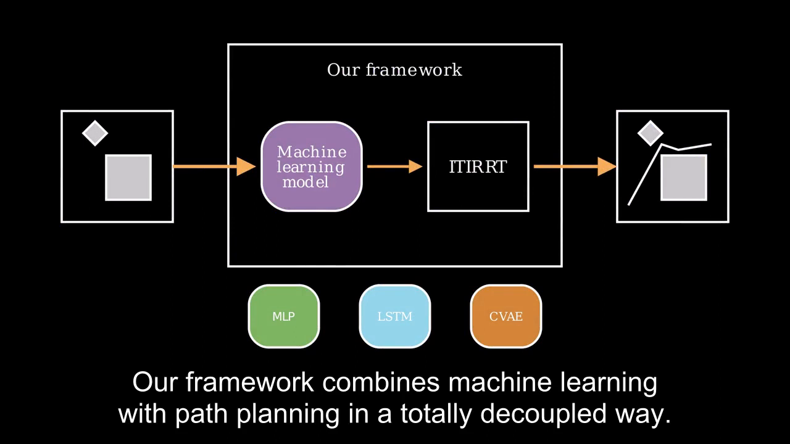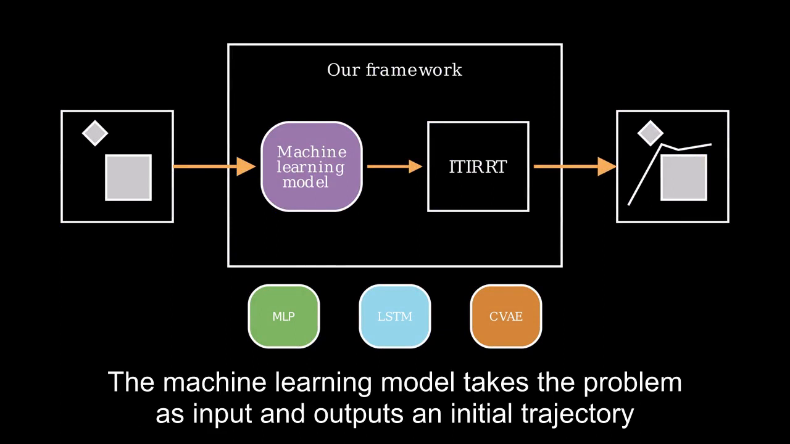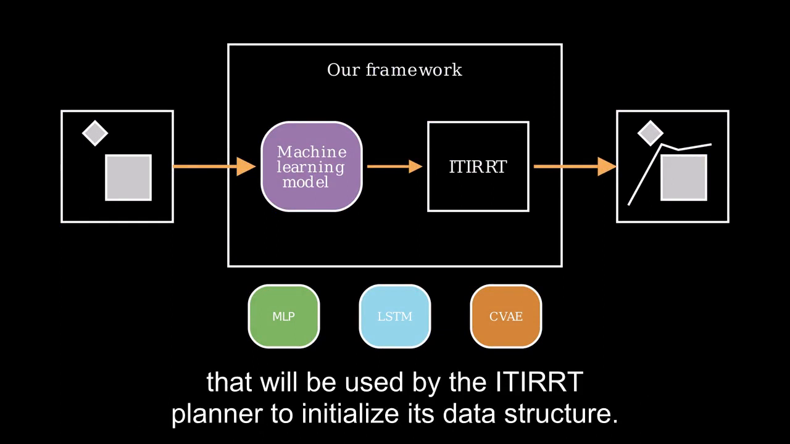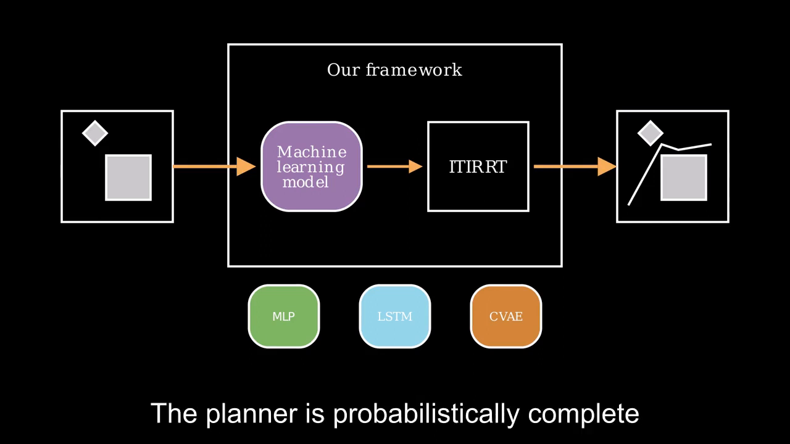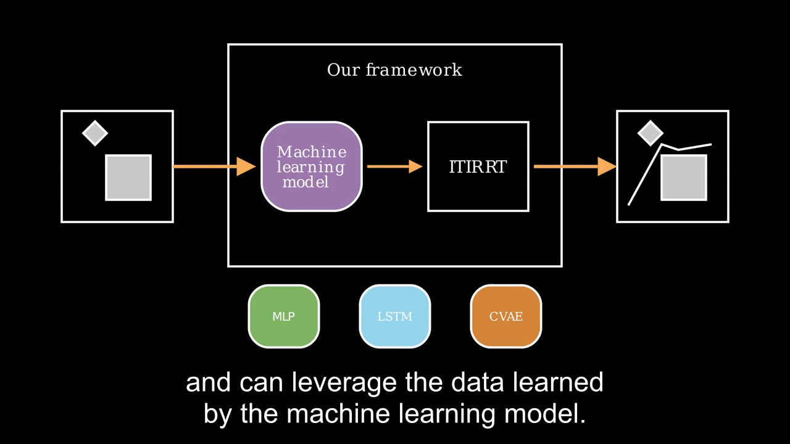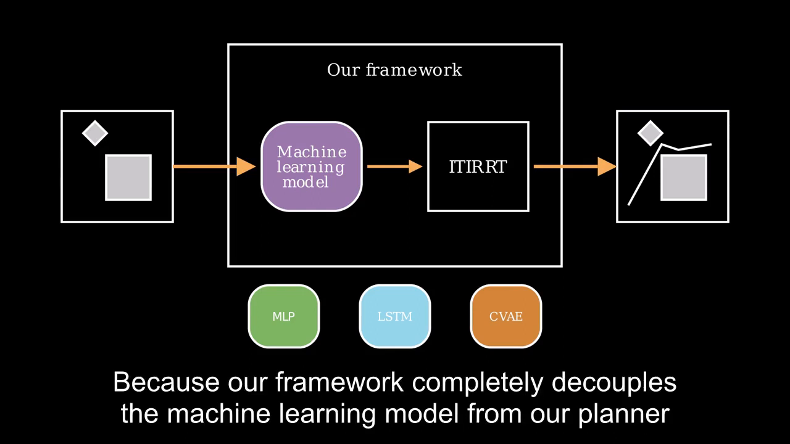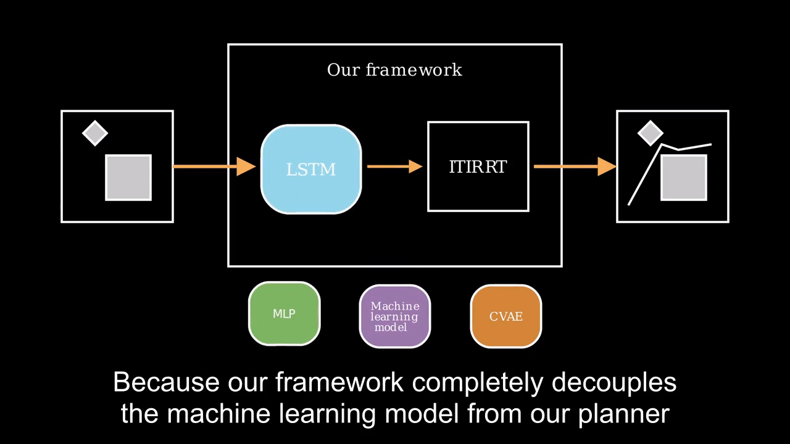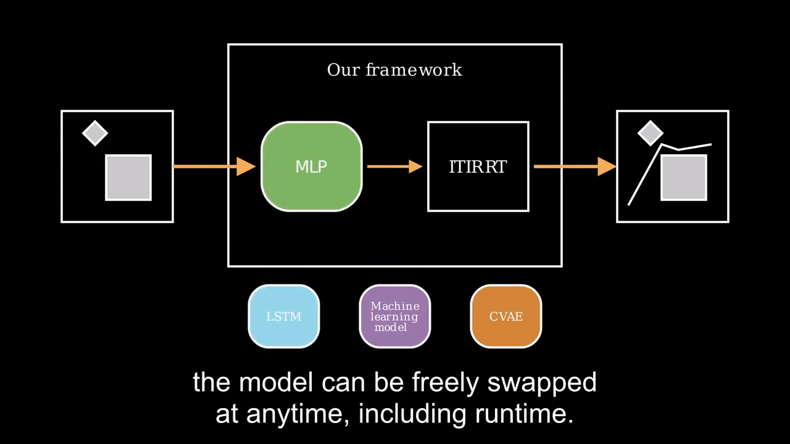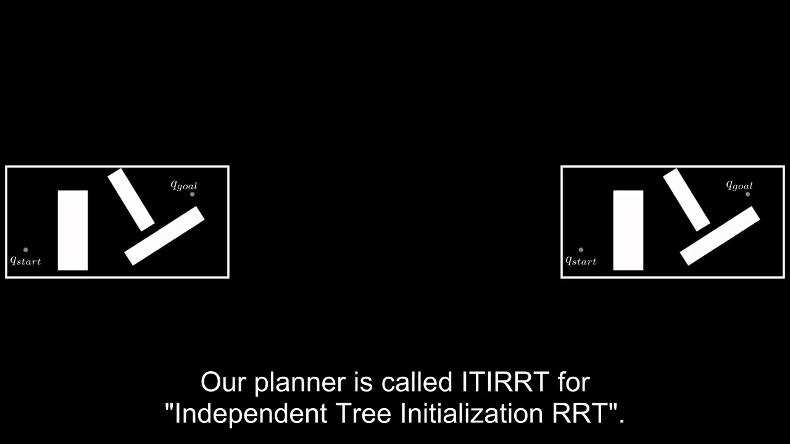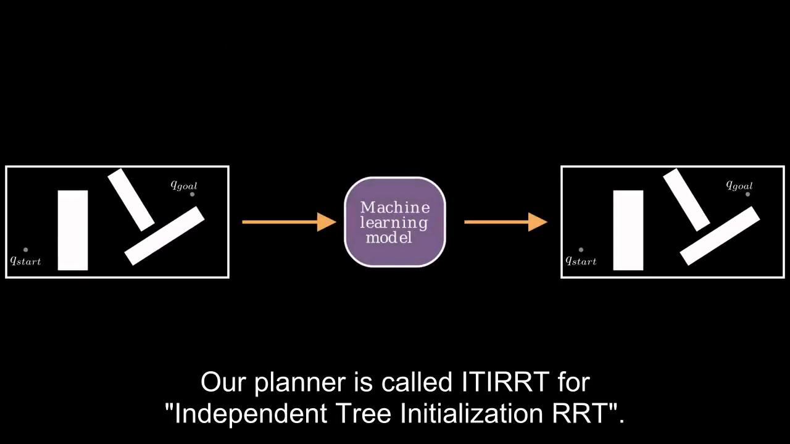Our framework combines machine learning with path planning in a totally decoupled way. The machine learning model takes the problem as input and outputs an initial trajectory that will be used by the ITIRRT planner to initialize its data structure. The planner is probabilistically complete and can leverage the data learned by the machine learning model. Because our framework completely decouples the machine learning model from our planner, the model can be freely swapped at any time, including runtime. Our planner is called ITIRRT for Independent Tree Initialization RRT.